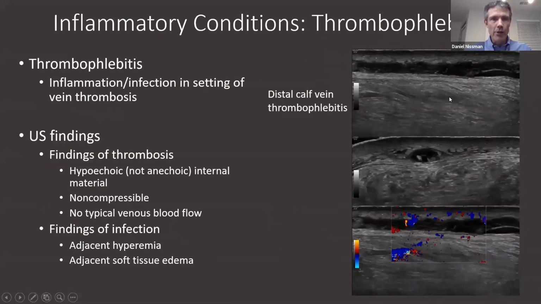This is just an aside. Thrombophlebitis, another thing that commonly occurs in the calf and around the foot and ankle, a non-compressible hypoechoic structure here with lots of associated hyperemia consistent with septic thrombophlebitis in this case.